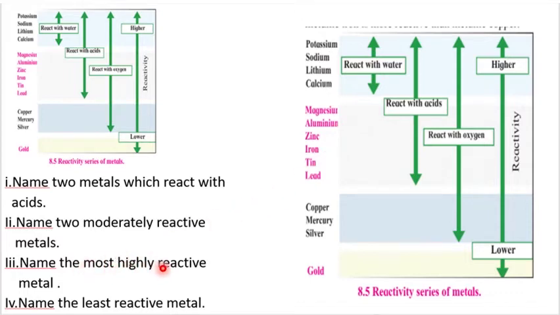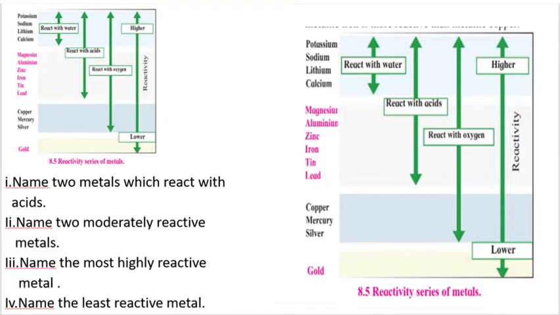Name the most highly reactive metal and name the least reactive metal. Here at the topmost of the series, the most highly reactive metal is potassium. And at the bottom of the series, the least reactive metal is gold.